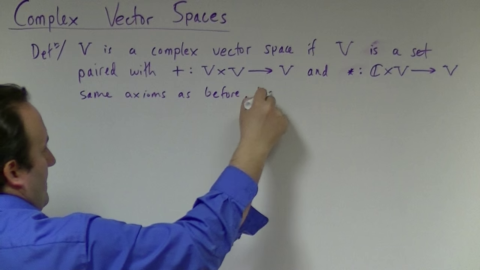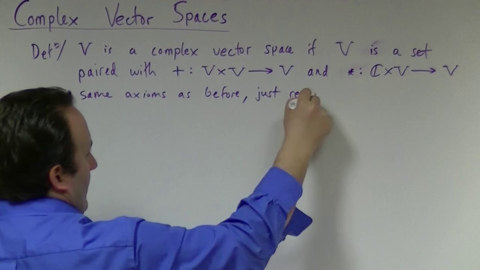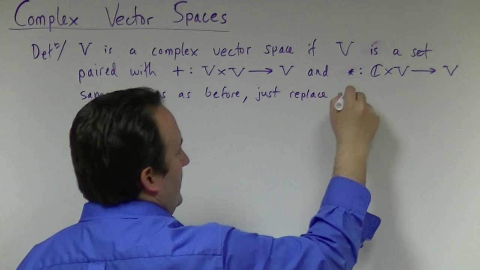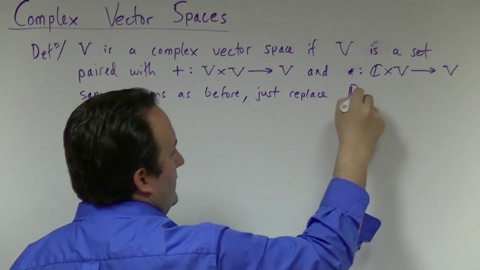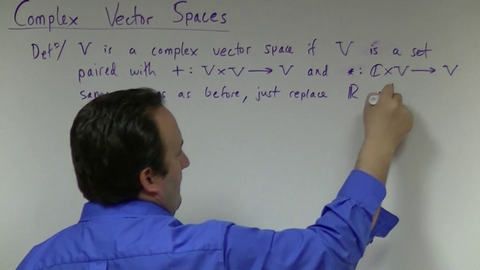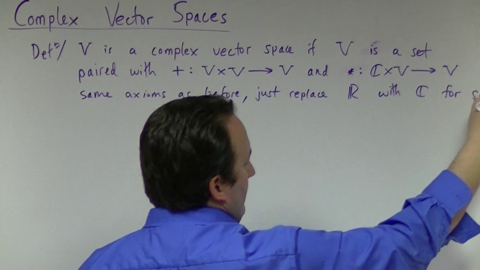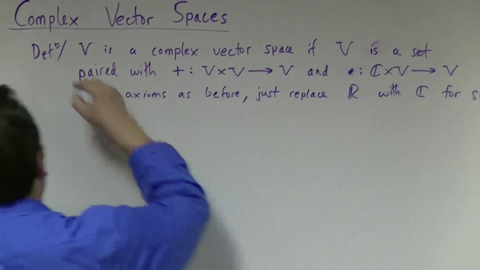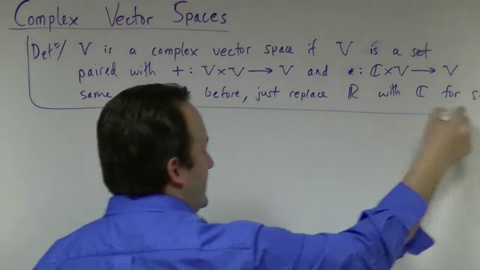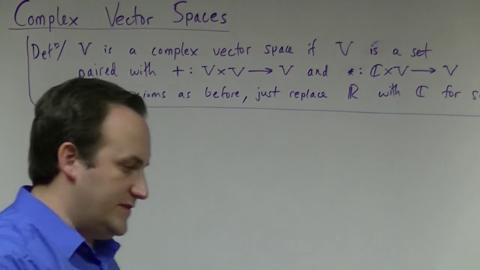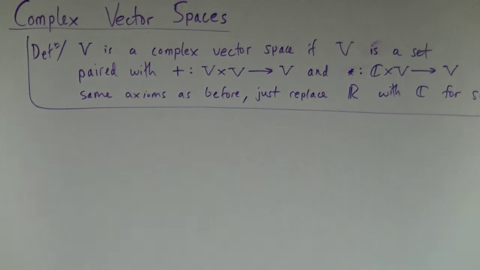Just replace R with C for scalars. All right, so there you go, the definition of a complex vector space. It's just a set which is closed under addition and multiplication by complex numbers.